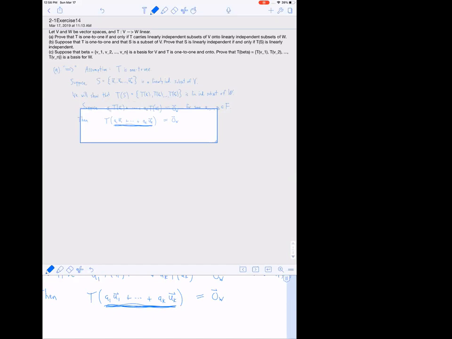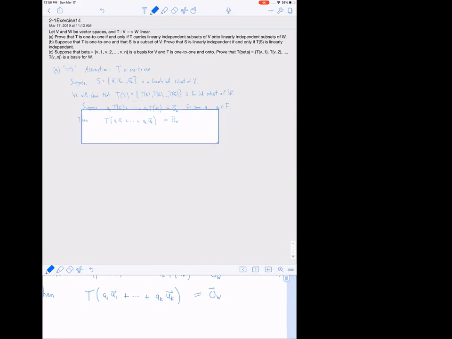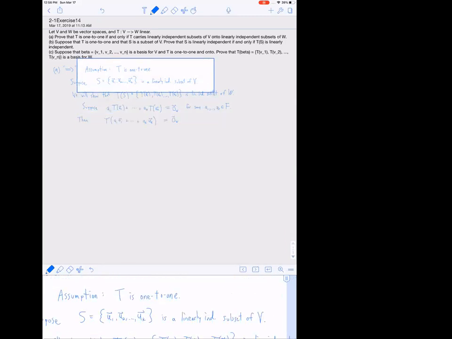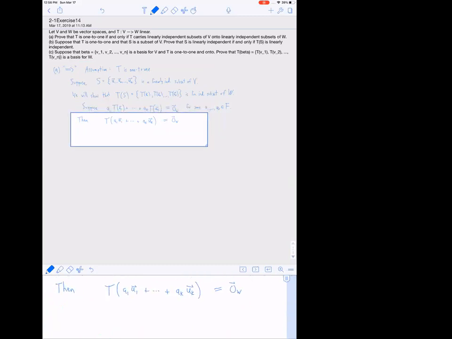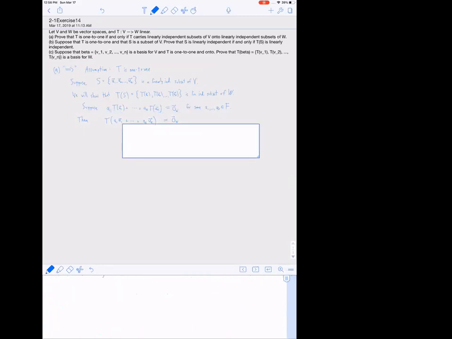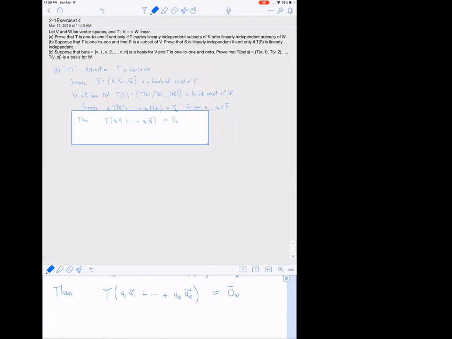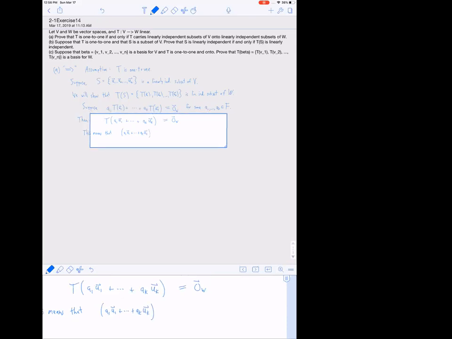We haven't shown that yet, but we will be able to conclude that because we know now that T applied to that vector is 0. Well, if T is 1 to 1, then we know something about the vectors that get sent to 0. Let's spell this out. We'll say that since T of this thing is equal to 0, this means that the vector, the one linear combination that you get here using the vectors U, is in the null space of T.